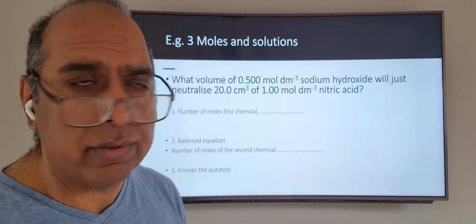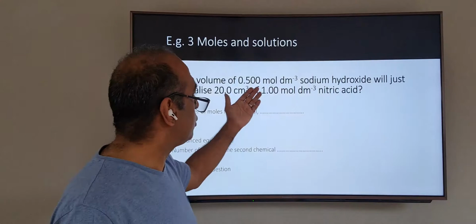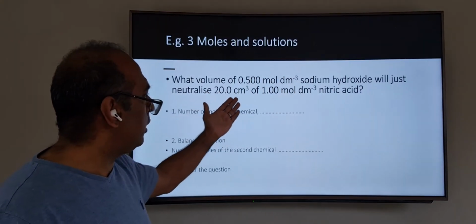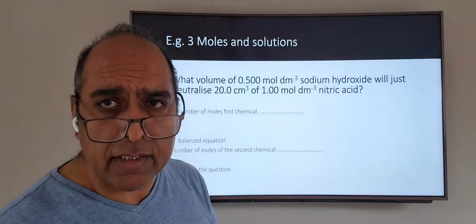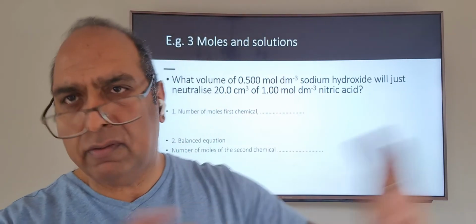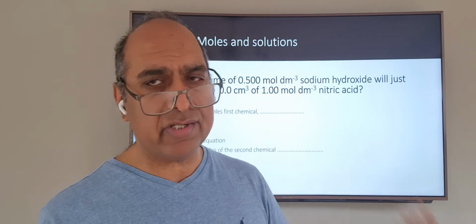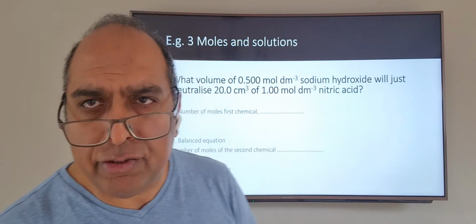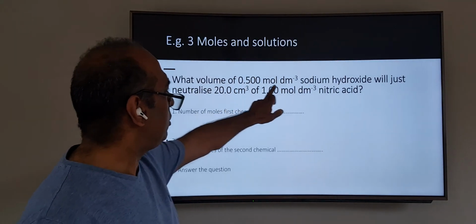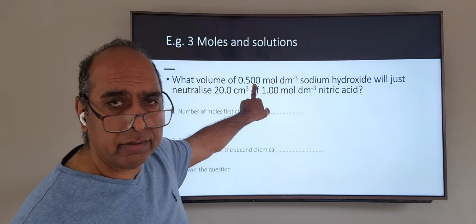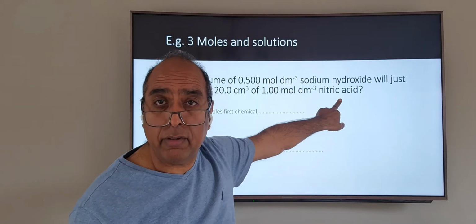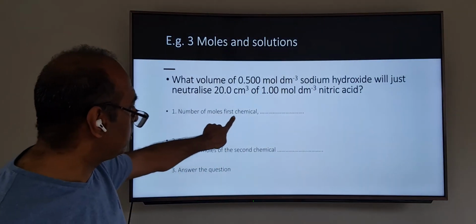Finally, let's deal with solutions. What volume of sodium hydroxide of such a concentration will just neutralise 20 centimetre cubed of 1 mole per litre nitric acid? Concentrations are in moles per litre. Now, this is like in the context of that titration type experiment I was talking to you about, but the method just works, and it's just the same. So which one can you work out the number of moles of? We want a volume and a concentration. Well, for sodium hydroxide, we've only got a concentration. Look here, volume and concentration: nitric acid. So that's our first chemical, nitric acid.